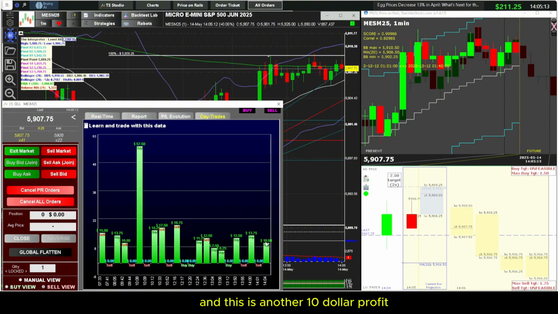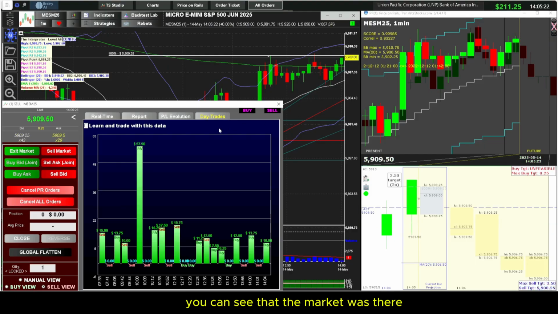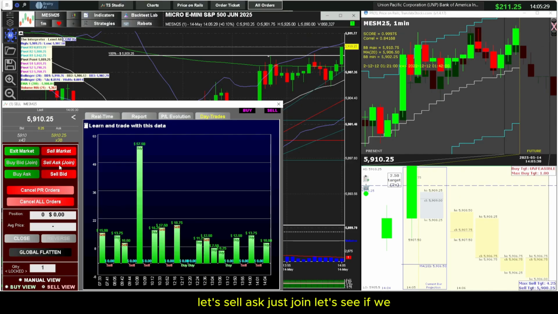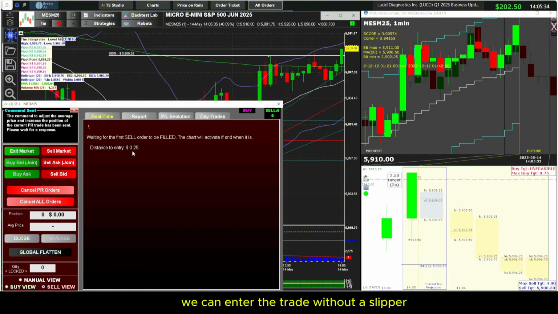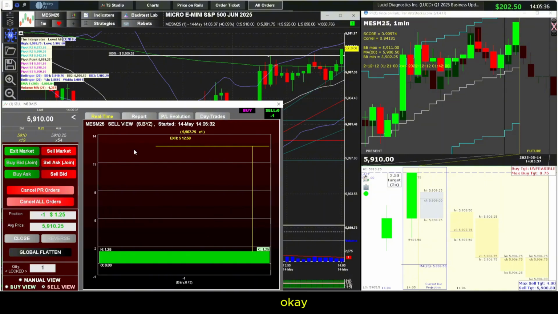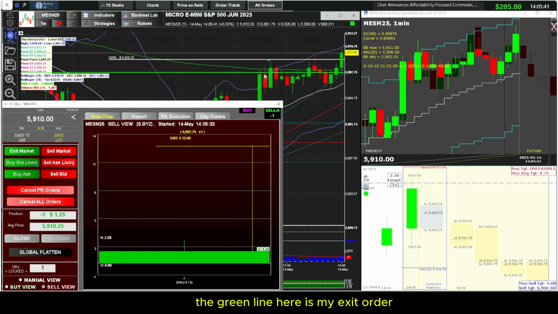And this is another $10 profit. I put my take profit at 8.5. You can see that the market was there. Now I can see a sell signal here, and the price is going up. Let's sell at the ask, just join. Let's see if we can enter the trade without slippage. Okay, I succeeded, and you can see now the green line here is my exit order.